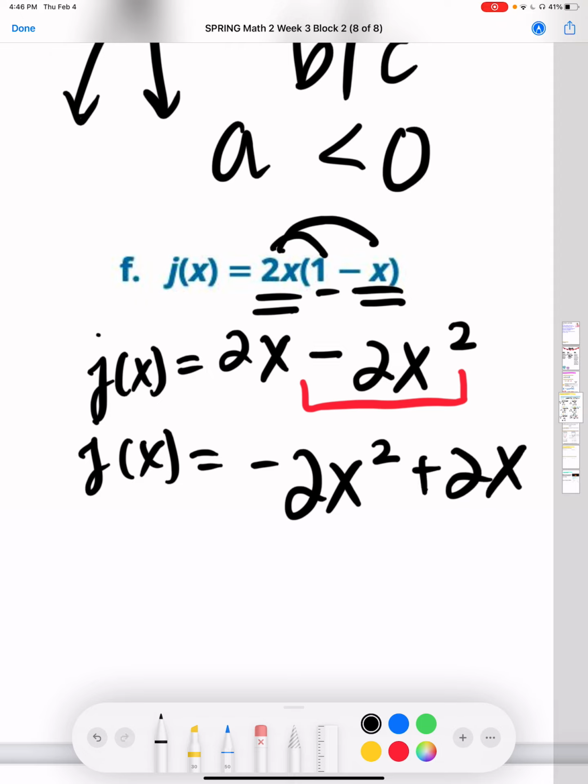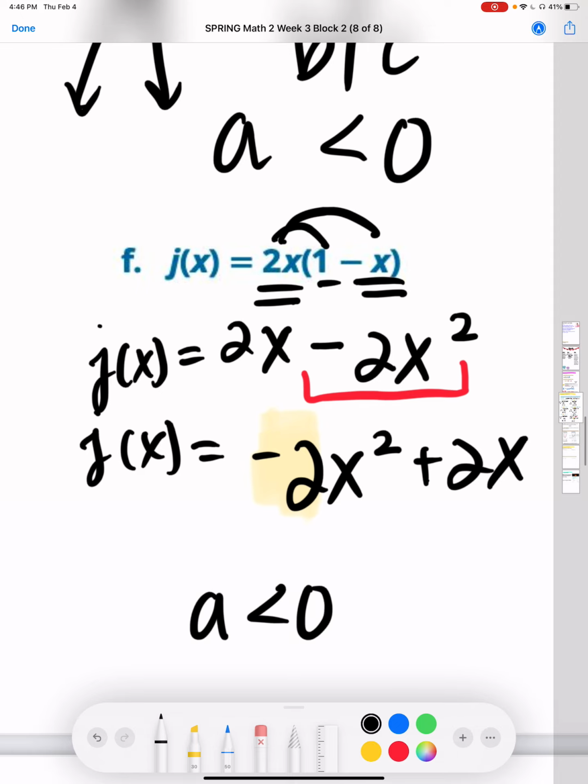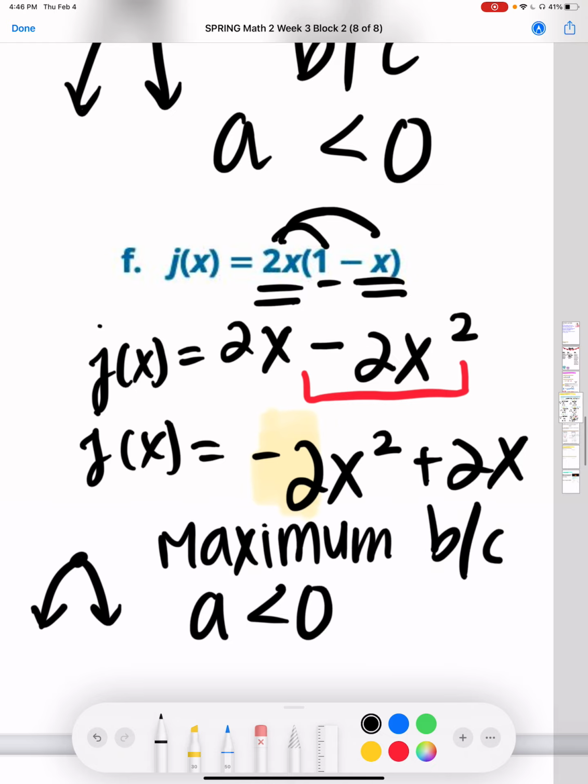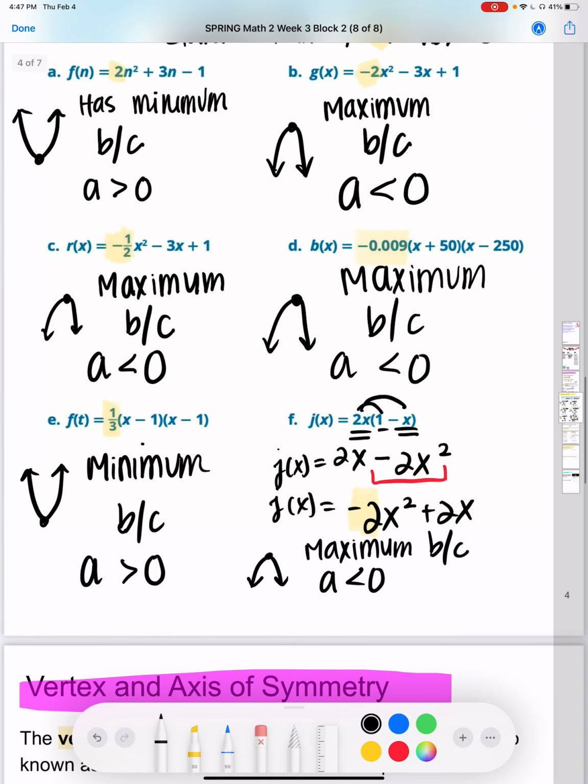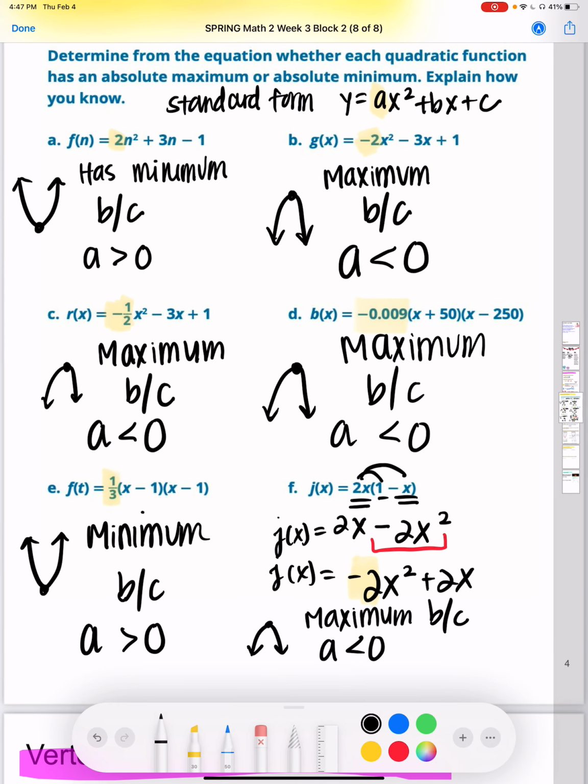Sometimes you just need to either distribute things in or turn it into factored form, but because we haven't really done that yet, I would say just go ahead and distribute. I could see my a value is negative, and because my a is less than 0, that means my parabola is facing down, and I have a maximum. So sometimes you might have to manipulate these a little bit to change the order.